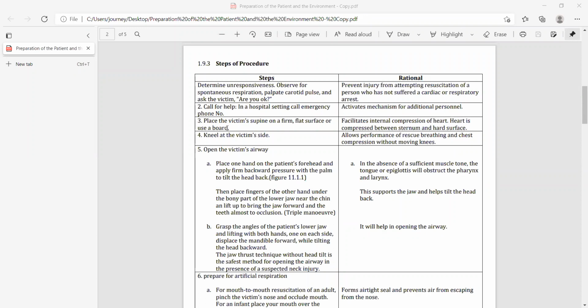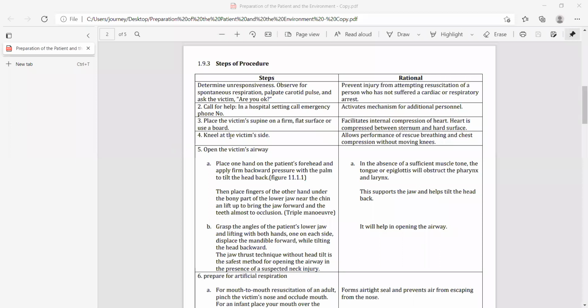And number 3 is we have to place the victim supine on a firm, flat surface or use a board. Before you perform the CPR, you have to place the victim supine on a firm, flat surface, or use a board. What will be the use of this? It will facilitate internal compression of the heart. The compression you give will help, as the heart is compressed between the sternum and the heart surface. So your heart will be compressed between the sternum and the heart surface.